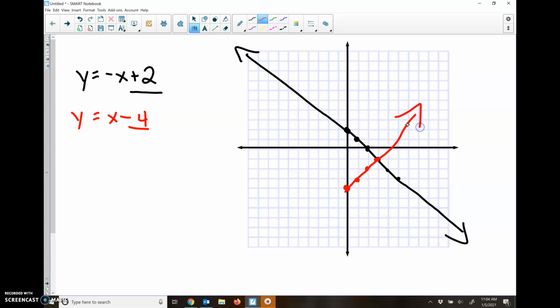Luckily, it's not too far apart, and we can kind of see where they're going to meet. And where we're meeting is our solution there. So it looks like it's meeting right there. And that is at point 3, negative 1. So then our solution for this one would be 3, negative 1. So there's a question from the review about graphing.